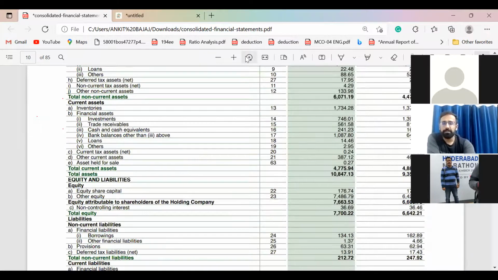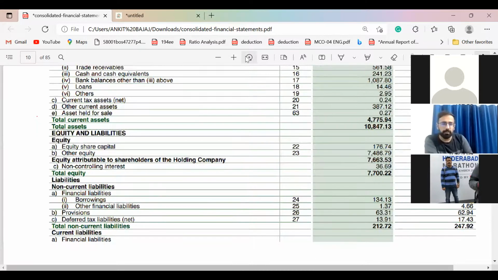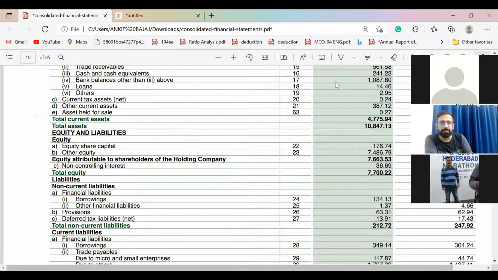Yeah, you can see here. Okay, so the other equity balance is given here, right? This is the other equity balance, and what they have done is transferred this amount to the balance sheet. I think the amount was the same, right? 700, 486. This was the amount, right?